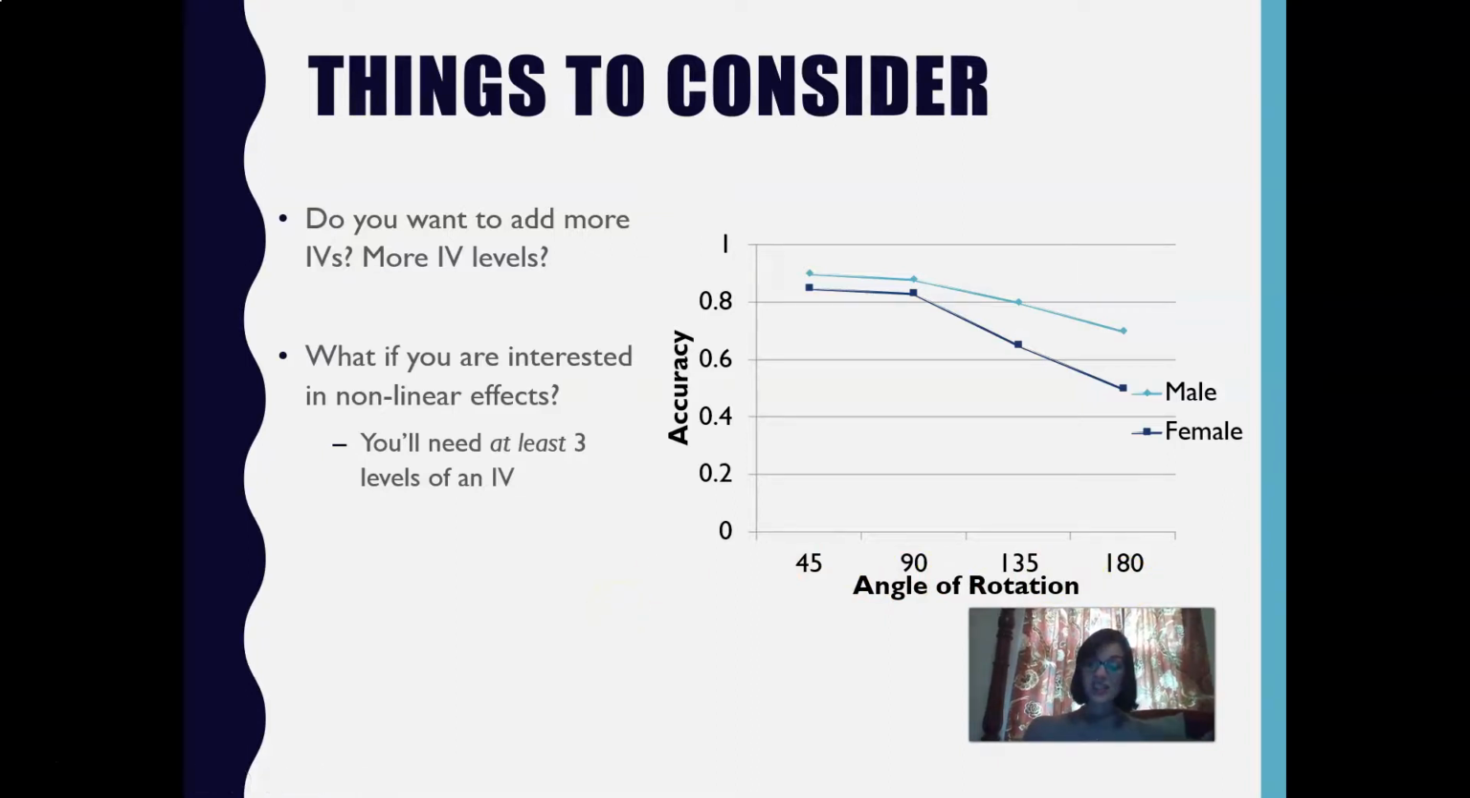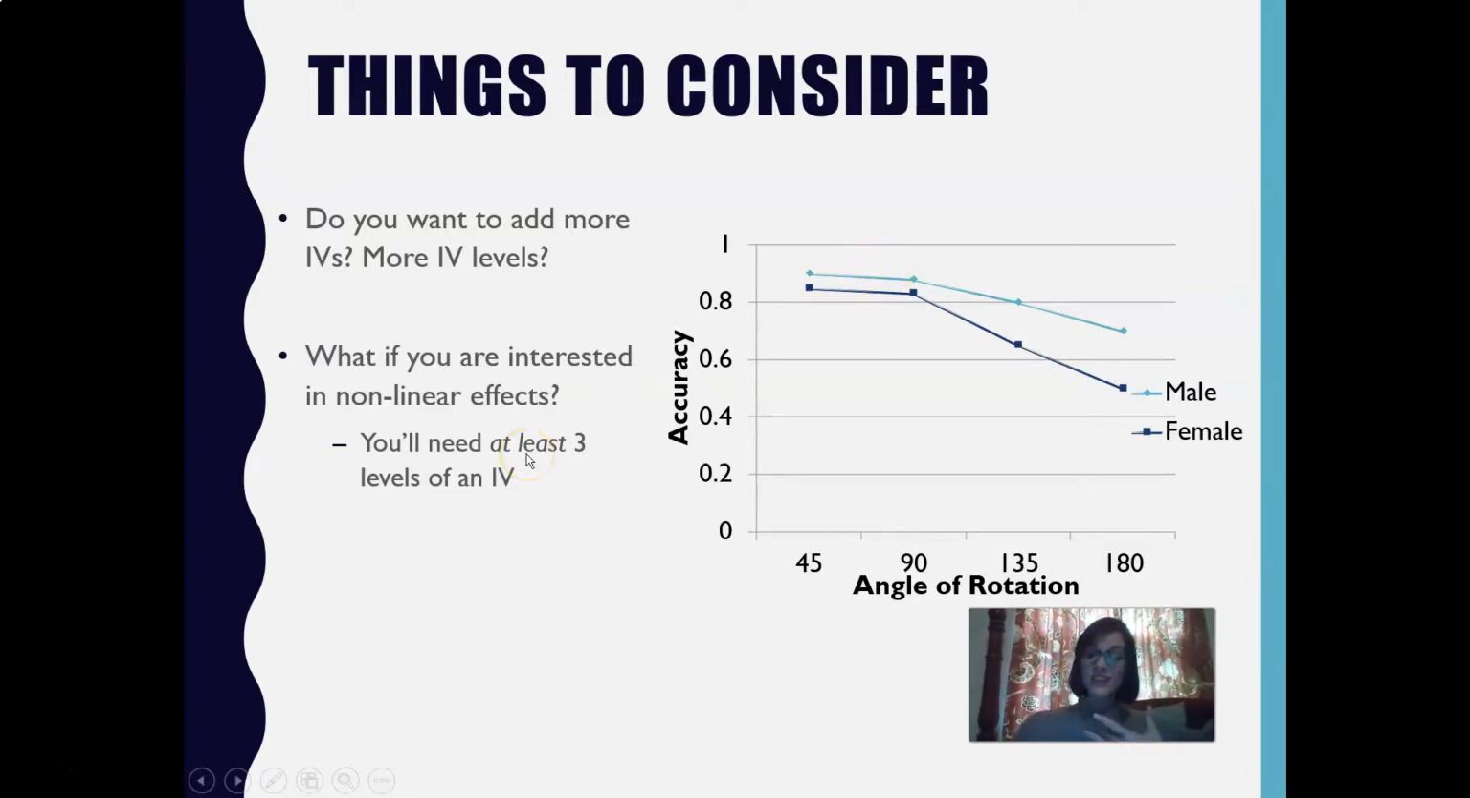So something you need to consider is, how many independent variables do you want? Do you want to add more? And do you want to add more levels? And one of the big questions you have to ask yourself is, is the effect that you're interested in non-linear? So are we dealing with an effect that may not be linear in nature? So for example, looking at angle of rotation, maybe we find that mental rotation performance is really good up to 90 degrees, and then it tanks. Well, that's a non-linear effect, and in that case, I probably need more than 2 conditions.